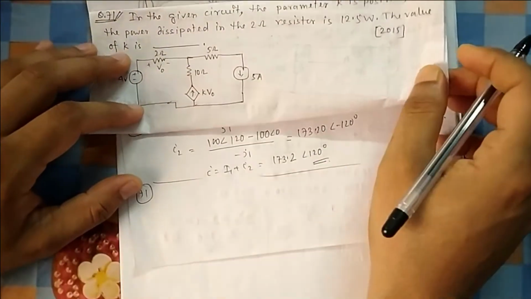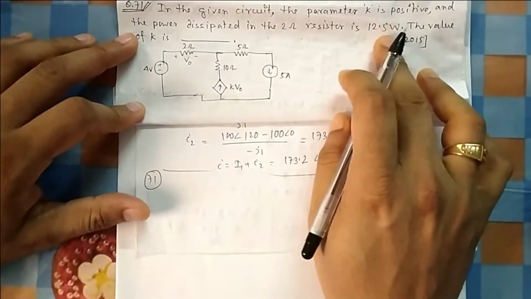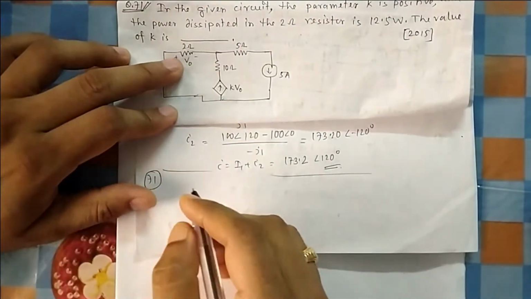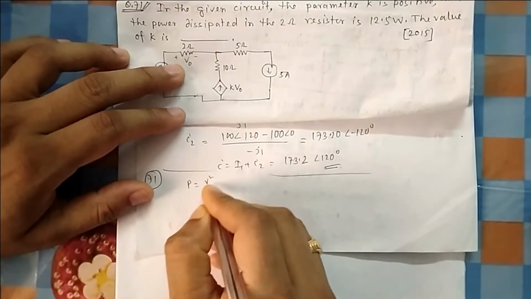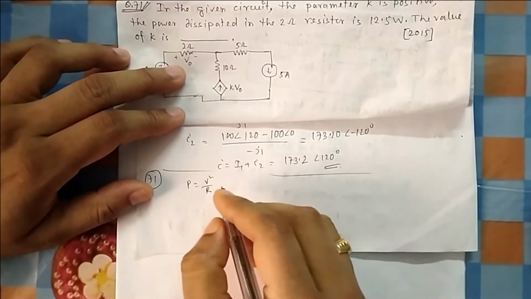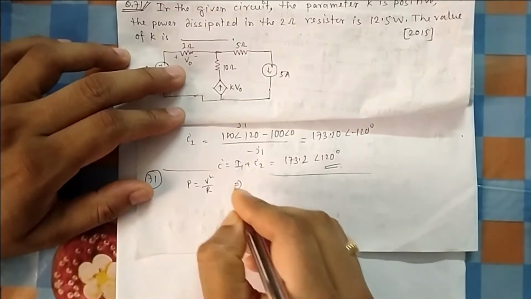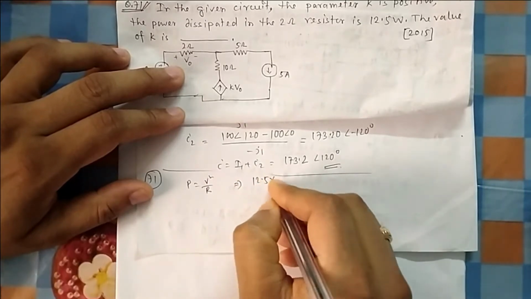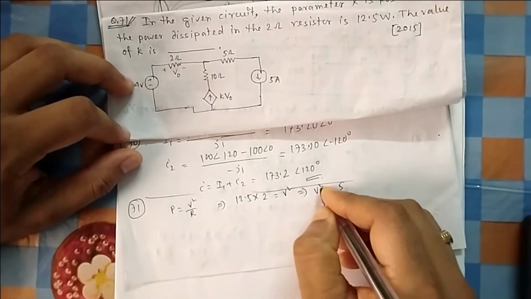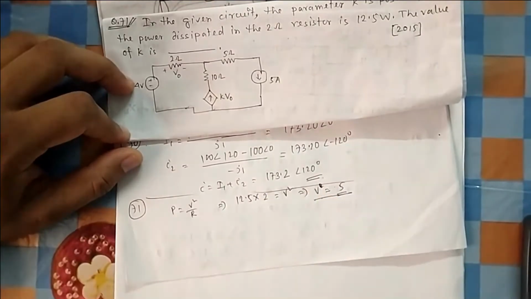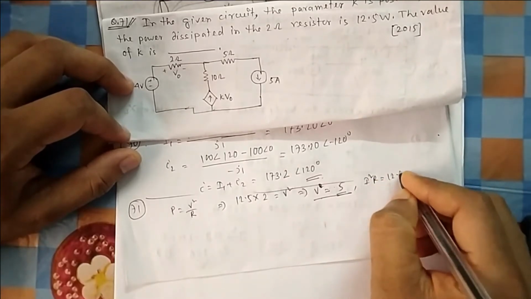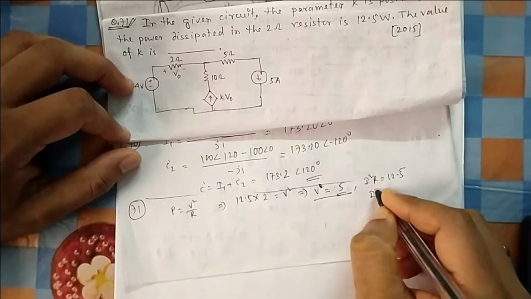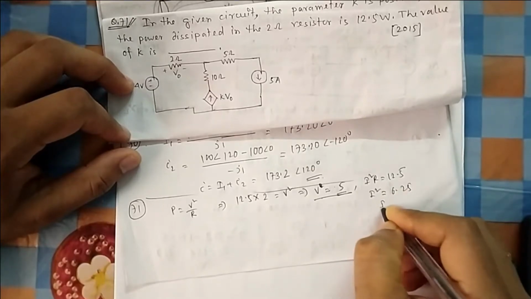So in 71 they are asking, in the given network the parameter K is positive, power dissipated by 2 ohm resistance is given. Okay, so this power is given, so we know power is equal to V square by R. R is given, so you need to find V. Power is given 12.5 into R is given 2, so V square equal to 25, so V is equal to 5. And also you can calculate I, because I square R is also power, that is also given 12.5. So from here I square is equal to 6.25, or I is equal to 2.5.